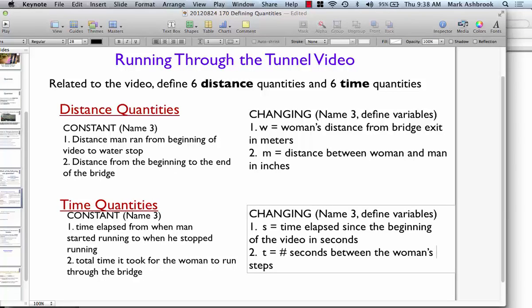And if we were precise enough, that would actually change. You could argue that if she keeps a constant gait, it's the same. But if we were precise enough, it wouldn't be exactly the same amount of time from one step to the next. And so that would change. So that could take on many values of number of seconds.